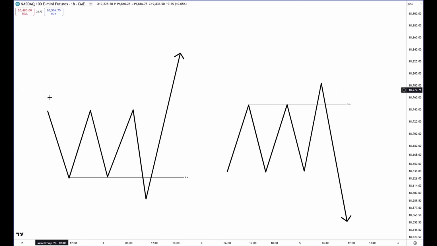This is a bullish turtle soup. Very common. Everybody knows this. Common sense, give me something new. Okay. This is the bearish turtle soup. Everybody knows this. Give me something new.